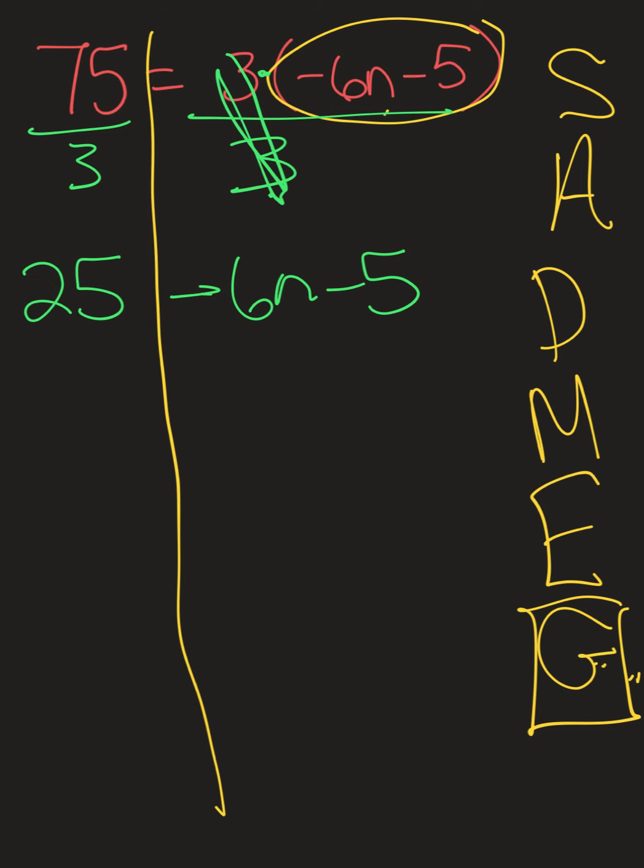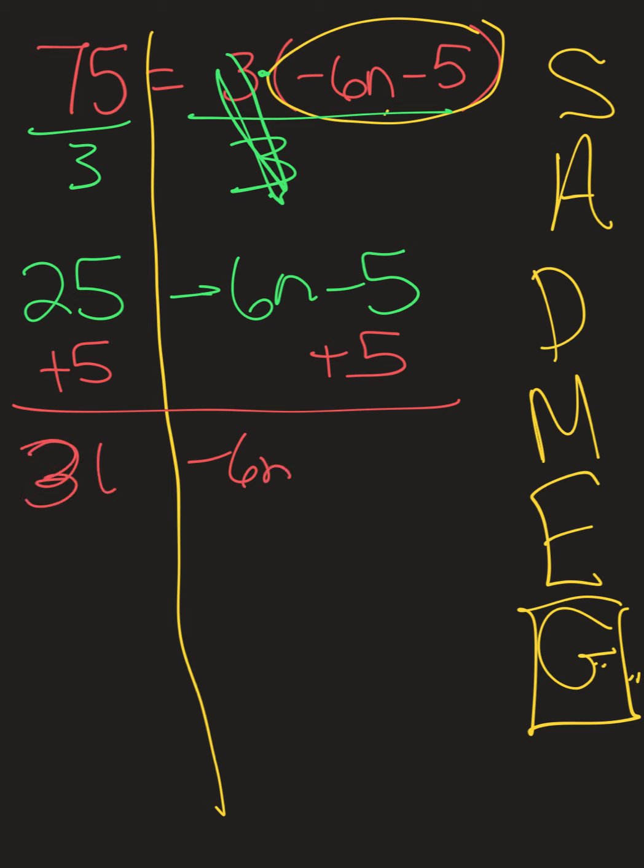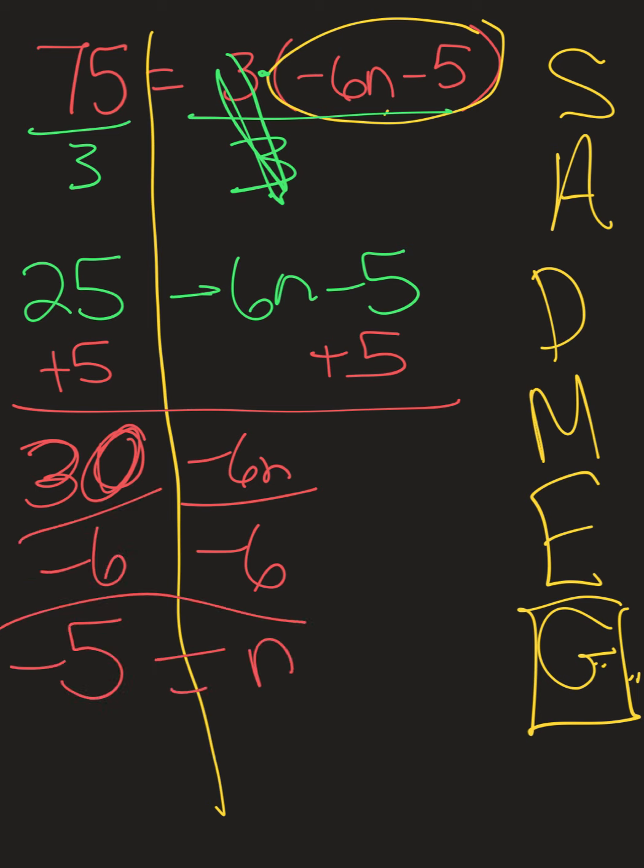And now I have a 2-step equation like I have every other time. And I would add 5 to both sides. And finally, divide by -6. That's a 30, sorry. Gives me -5.